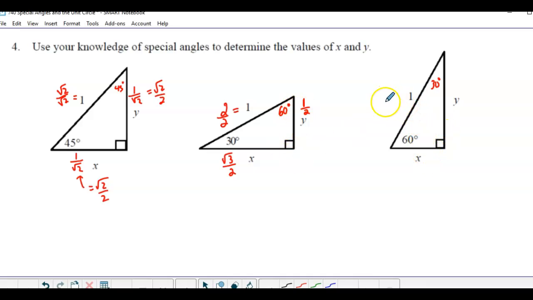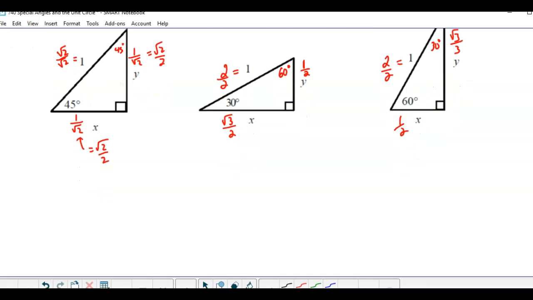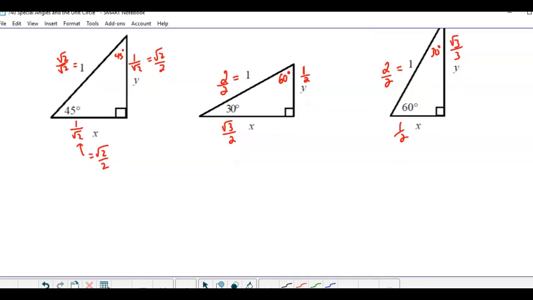And so again, this was 2, this was 1, this was root 3, and now we divide each side by 2, okay, to keep them proportional. So that's what we're going to use to help us in a minute here.